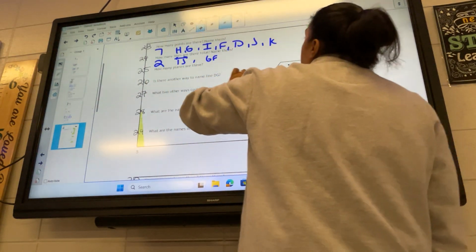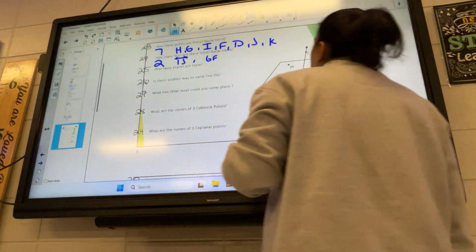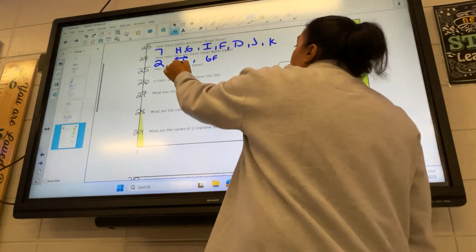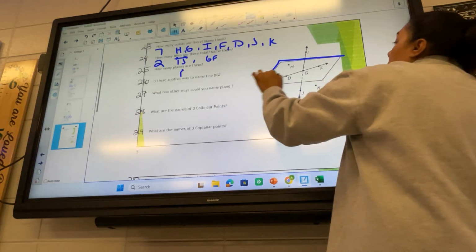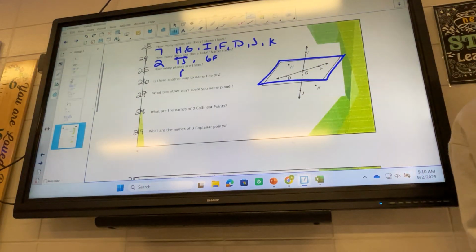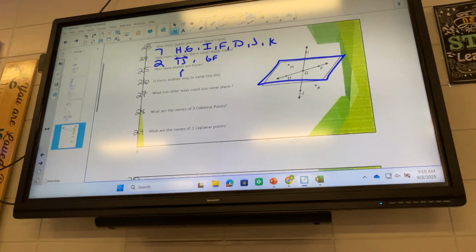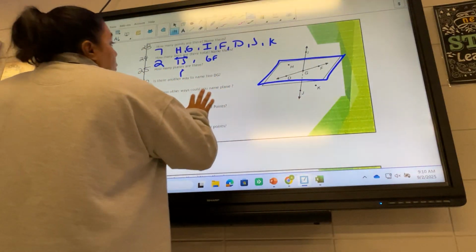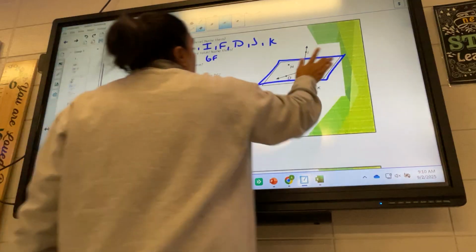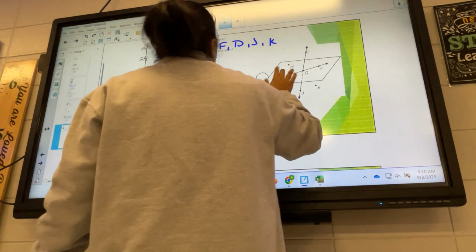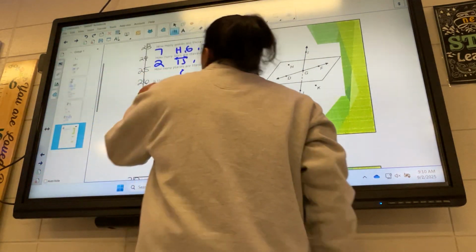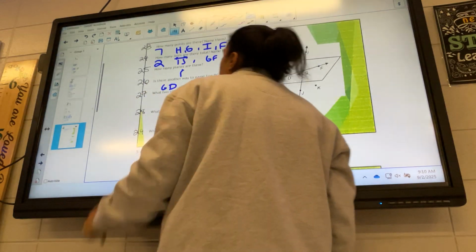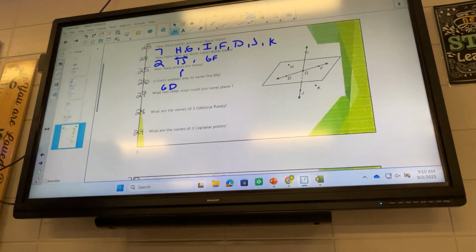How many planes are there? There is 1. They're talking about this square. There's just 1. Is there another way to name the line DG? GD? That is definitely the easiest. Is that the only option? No. What other 2 ways could you rename the plane?